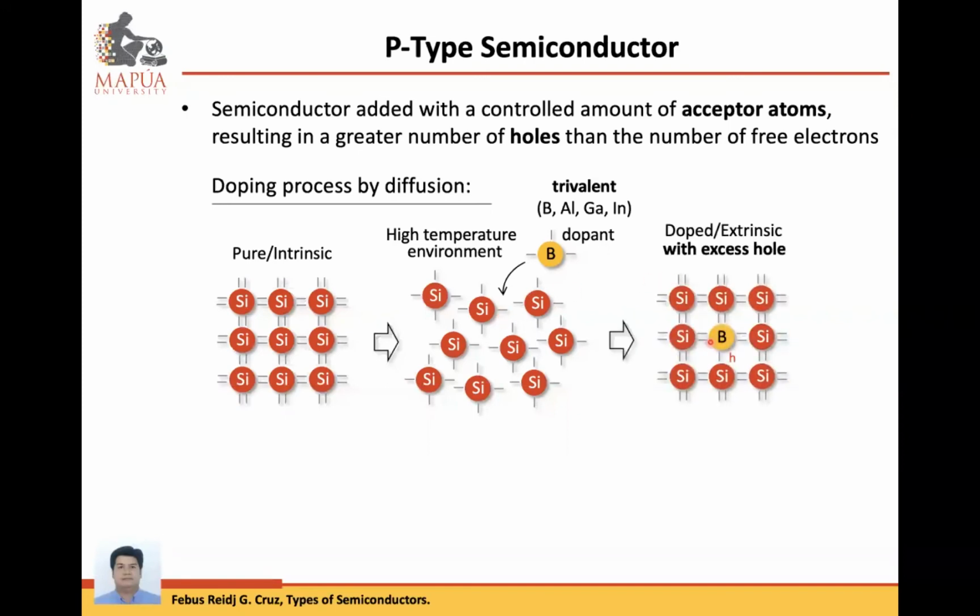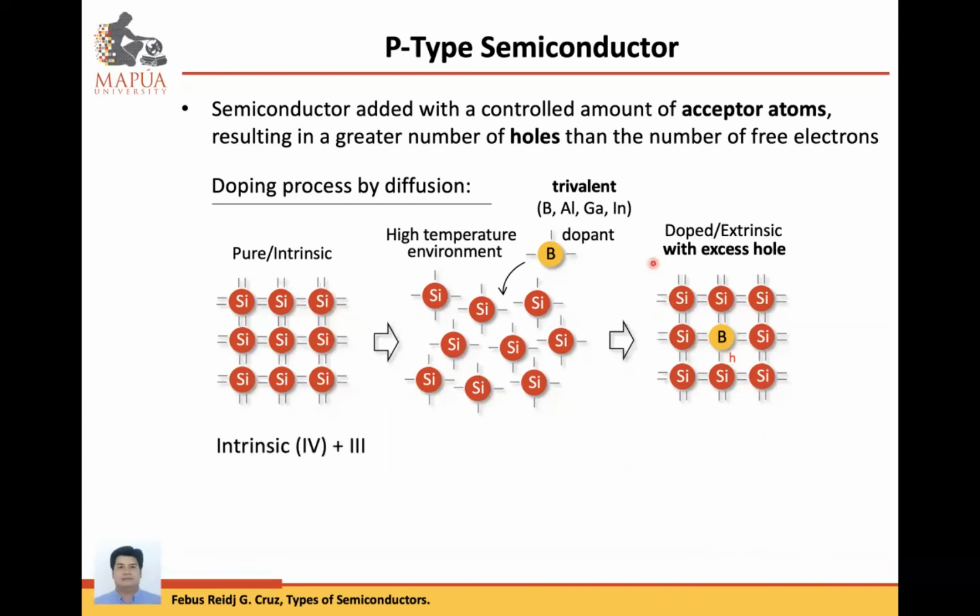So after some time, the boron will uniformly diffuse through the silicon material, and we allow it to cool down or solidify or crystallize. So when a trivalent atom bonded with the silicon material, the 3 valence will covalently bond with 3 neighboring silicon. While on the 4th neighboring silicon, there would be a vacant space. So that produces the hole. So every boron atom will produce a hole that can accept valence electron to move from one valence orbit to the other valence orbit. So that's why we call the boron or the trivalent atoms as acceptor atoms. Okay?